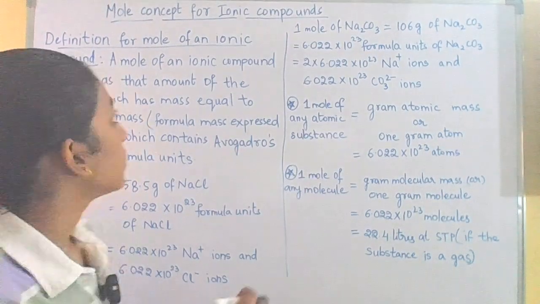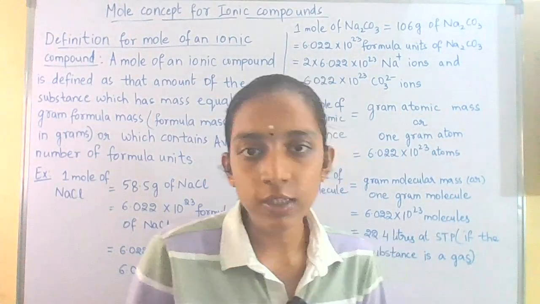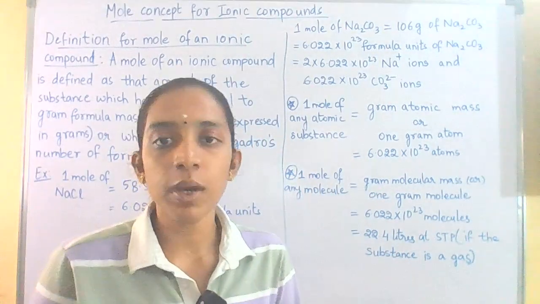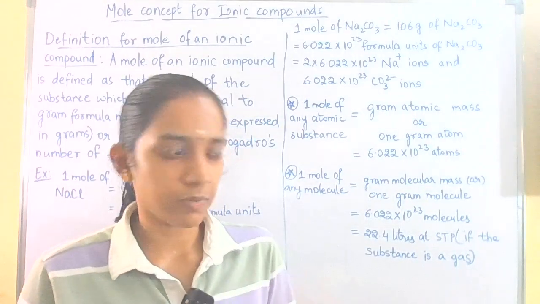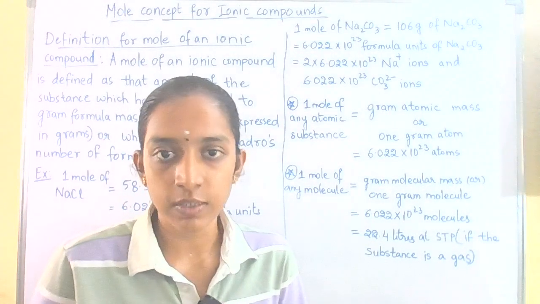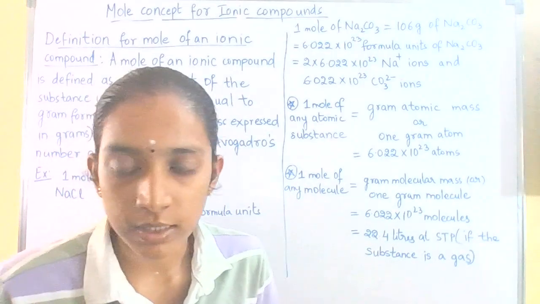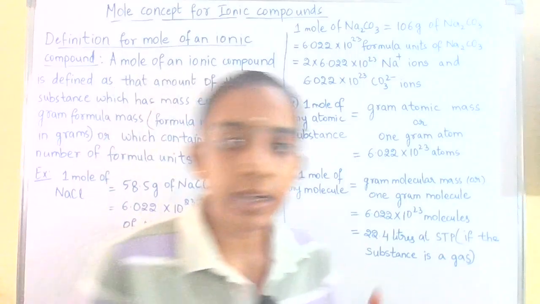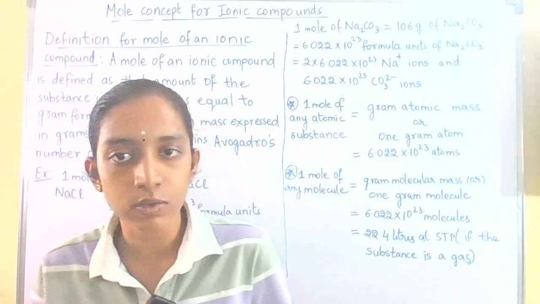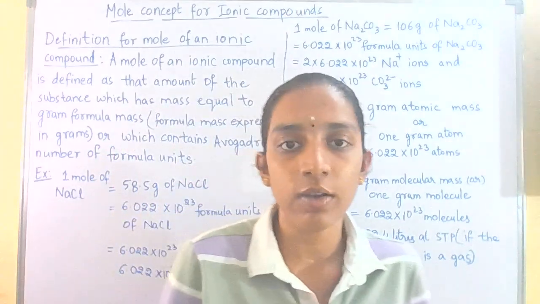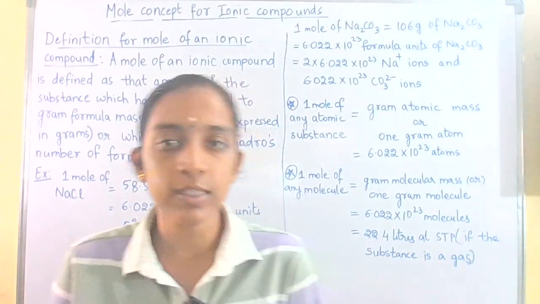Now we'll see the definition for mole of an ionic compound. We have seen the definition of mole. A mole is defined as that amount of substance whose mass is equal to the gram atomic mass if the substance is atomic, or gram molecular mass if the substance is molecular. That is in terms of mass. In terms of number, a mole is defined as that amount of the substance which contains Avogadro's number of atoms or Avogadro's number of molecules. If the substance is atomic, we say Avogadro's number of atoms. If the substance is molecular, we say Avogadro's number of molecules.